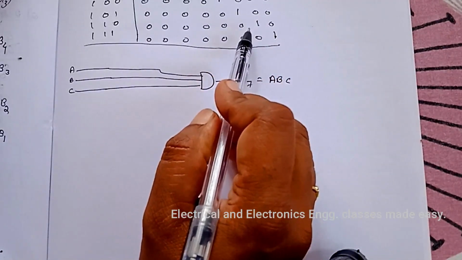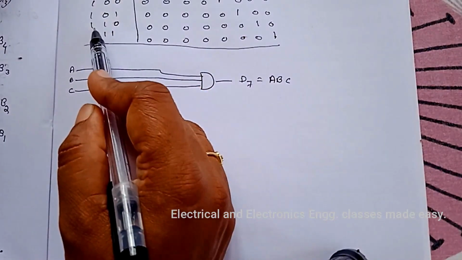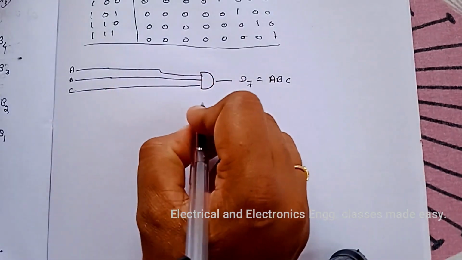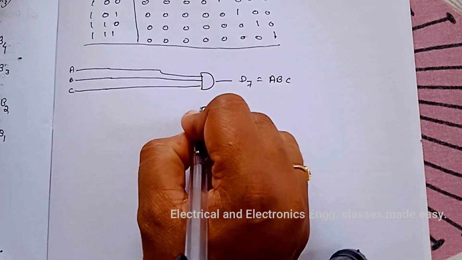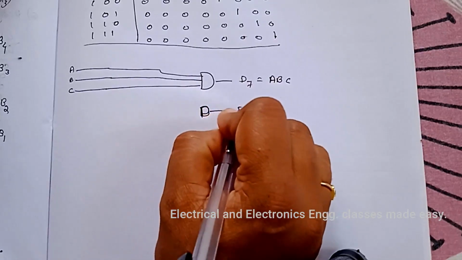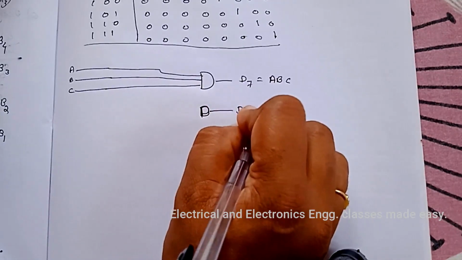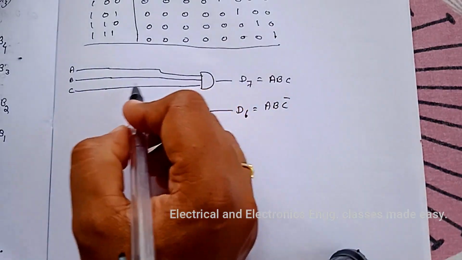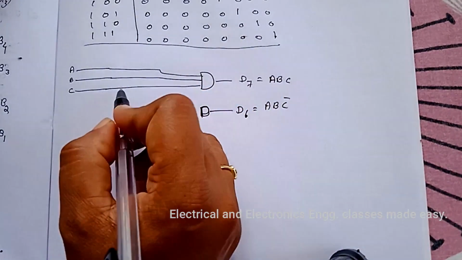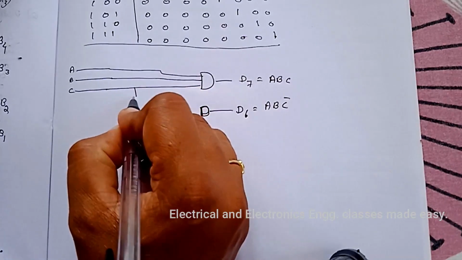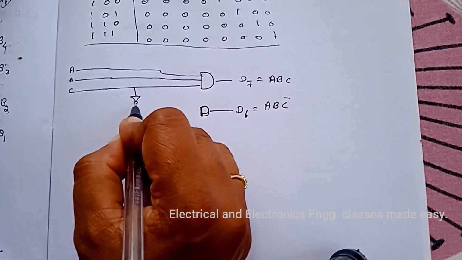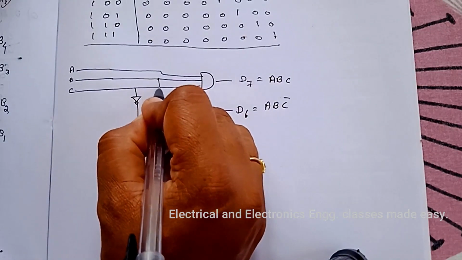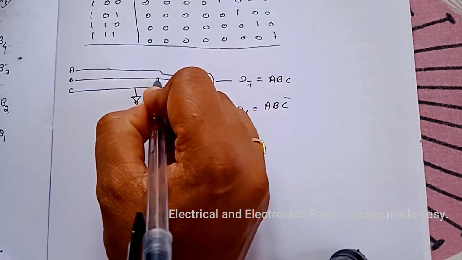And for D6 it is A, B, C bar. So D6 equals A, B, C bar. For that we need C bar, so a NOT gate here giving C bar, then B, then A.